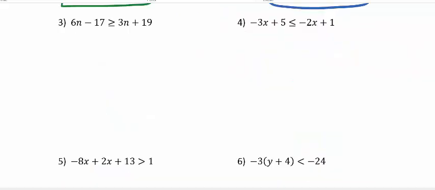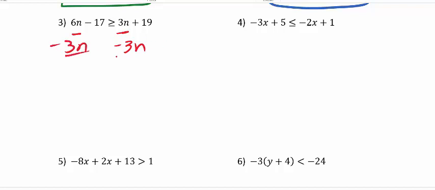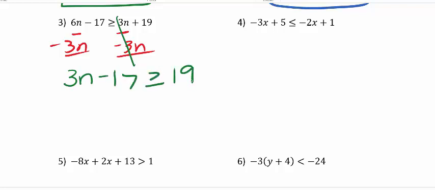In number 3, we have an n term here on the left and an n term here on the right side of the inequality. So we have to get them together. I always try to get them together on the left-hand side. So we're going to go ahead and subtract 3n from both sides. Therefore, 3n minus 3n goes away. 6n minus 3n is 3n. And we bring down the rest.